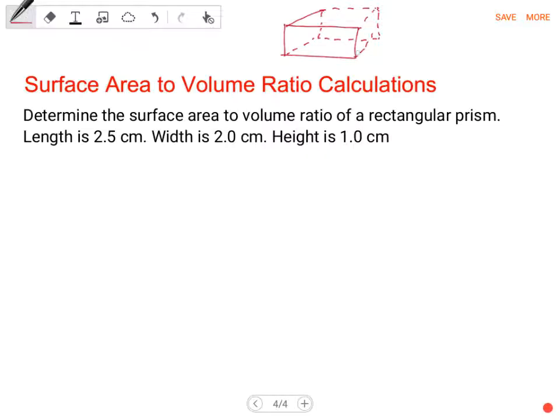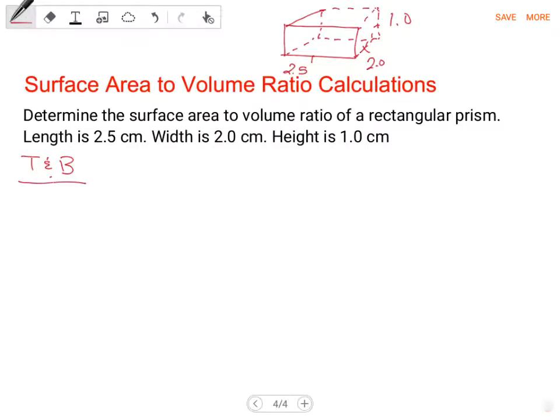So what you have is a three-dimensional object. If you look at this, let's say this is the length. The length is 2.5 centimeters, the width we'll call right here is 2.0, and the height is 1.0. So what you have to do, if you remember back to junior high math, is calculate the area. So you go top and bottom.